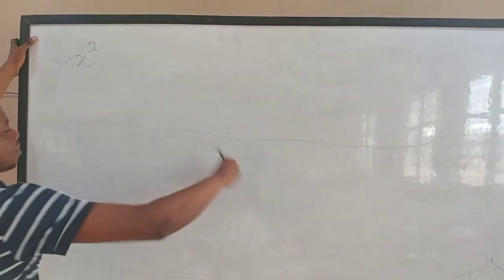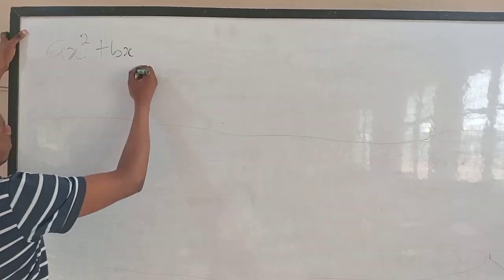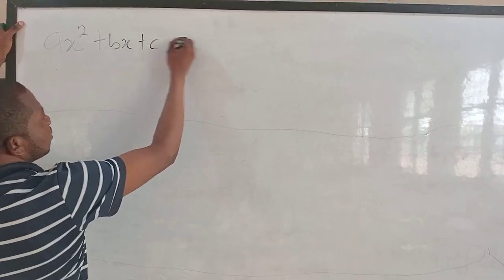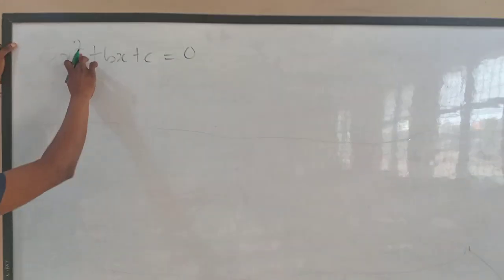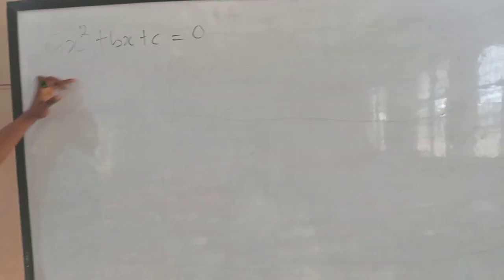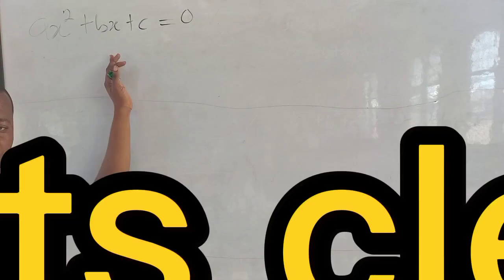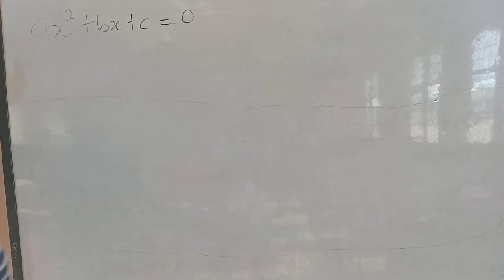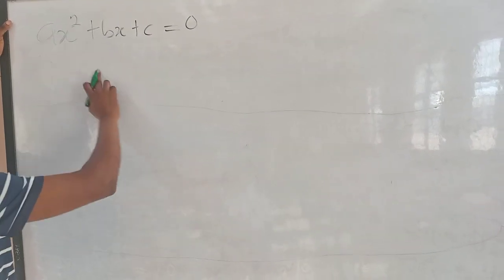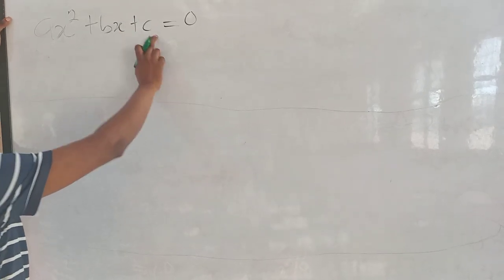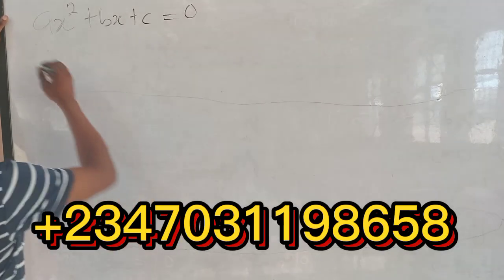This is actually the origin of the quadratic equation, the fundamental equation: ax squared plus bx plus c is equal to 0. Now, what we do here is quite simple, and you must pay adequate attention to really understand this. a is the coefficient of x squared, b is the coefficient of x, c is the constant.